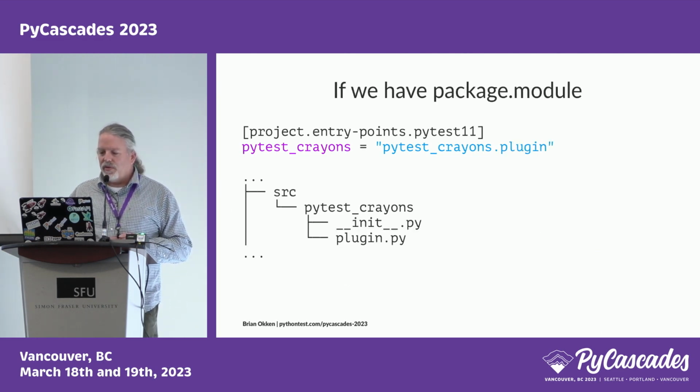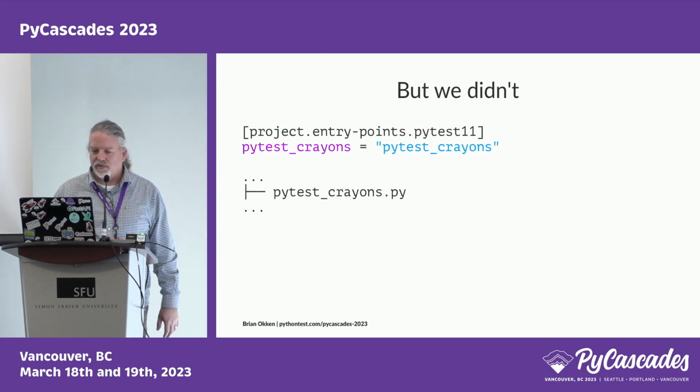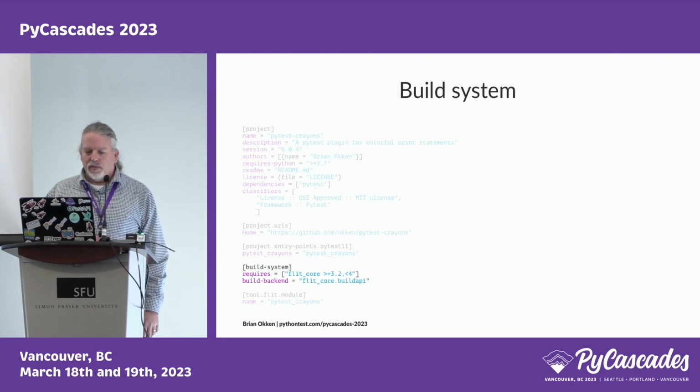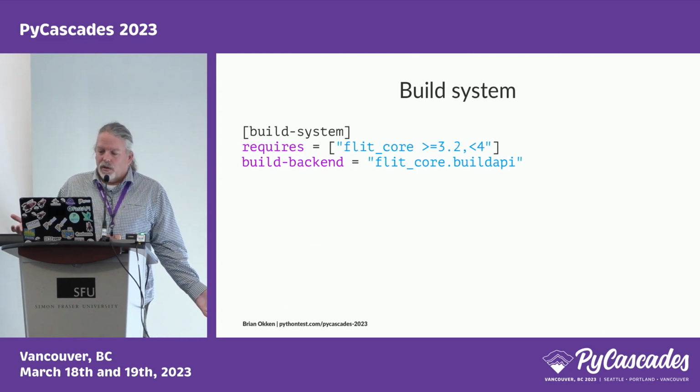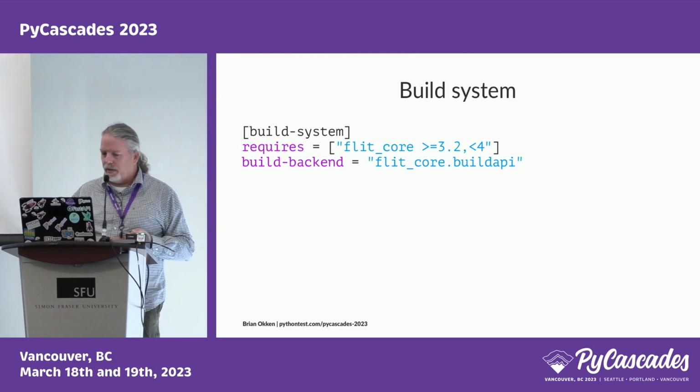If I would have gone with the source PyTest package with a plugin underneath, when it's under init, then it's not module, it's like package.module. That's how you do that. But we didn't. We just have the simple module. The build system, I'm using Flit core for this example, and that's what Flit documentation tells me to put in there, so that's why that's there.